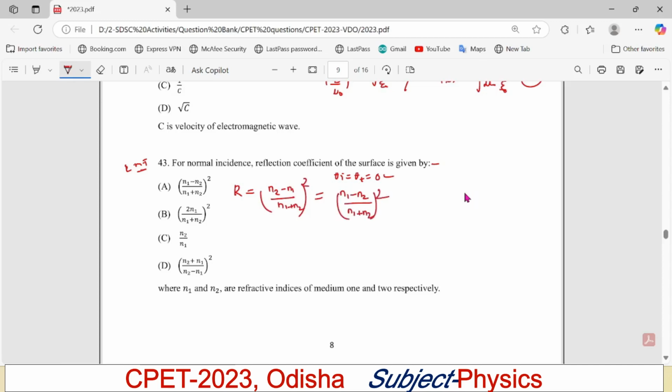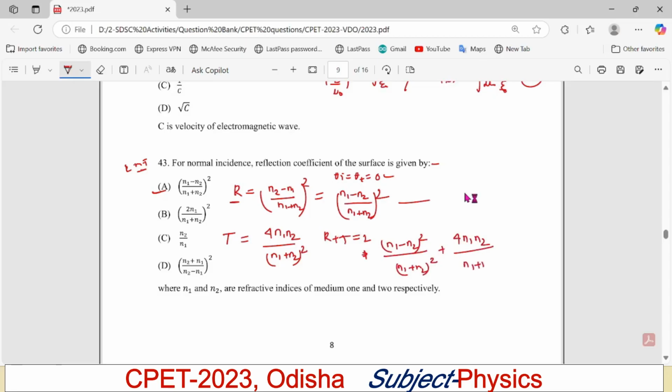So which option is the correct? Option number A, (n1 minus n2) whole square by (n1 plus n2) whole square. Here, if reflection coefficient is this one, then the transmission coefficient T, you just remember, is 4 n1 n2 by (n1 plus n2) whole square. Here you can verify this one, R plus T will be equal to 1. That means (n1 minus n2) whole square by (n1 plus n2) whole square plus 4 n1 n2 by (n1 plus n2) whole square.